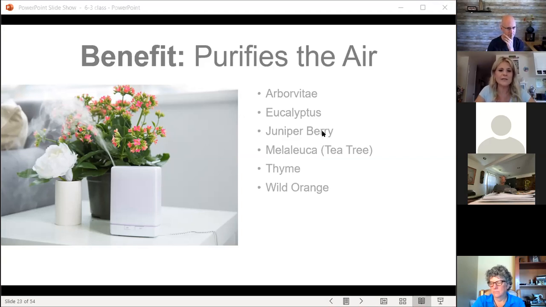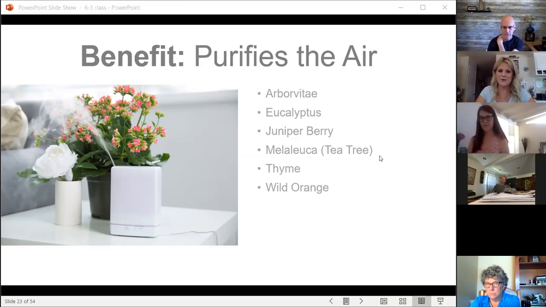Some of the oils I really love to help cleanse my air while giving me a different scent is Arbor Vitae. Arbor Vitae is a woodsy scent. Love it. It's great for the immune system and very purifying. We all know the smell of eucalyptus. Juniper berry is also a really nice clean scent. Tea tree oil is also an oil of communication, which I put on my inner elbow so I could communicate well with you guys today.